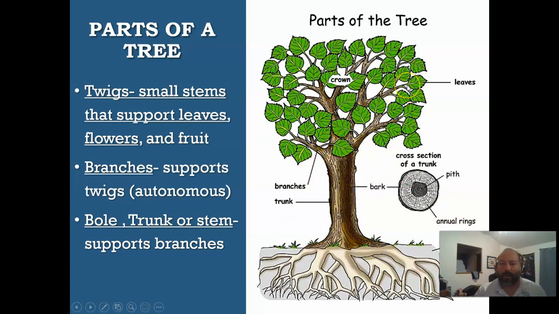So leaves, flowers, or fruits connect to the twigs. Twigs connect to the branches. Branches connect to the bole or the trunk or the stem, whichever term you want to use. And then we've got our roots down below.